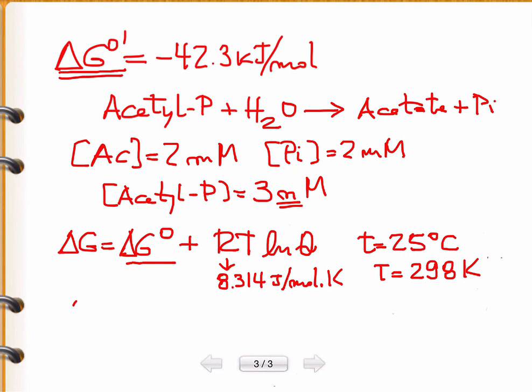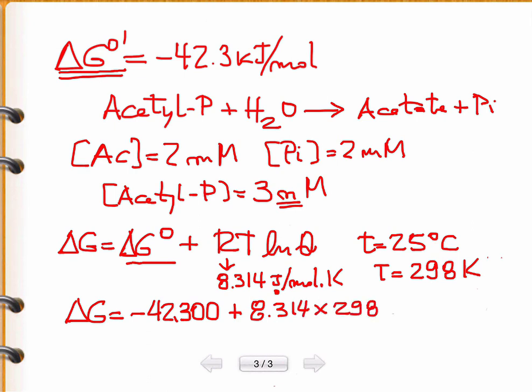So let's plug in everything that we have, delta G. And now it's better that we work with the units of joules, not kilojoules. So instead of having 42.3 kilojoules, let's write 42,300 joules for the delta G naught, which is the same as delta G naught prime in this case. Then we have R, that's 8.314. We have the temperature, which is 298. And now we have the natural log of Q.